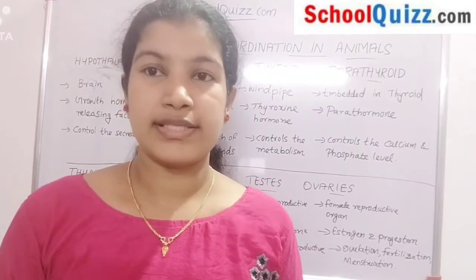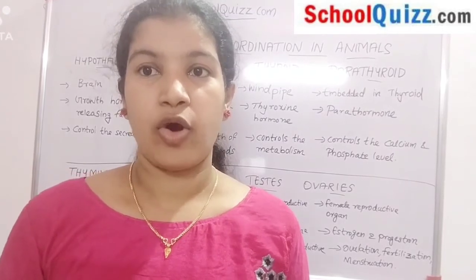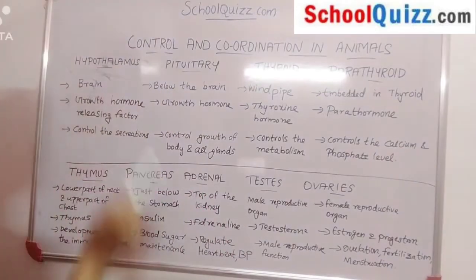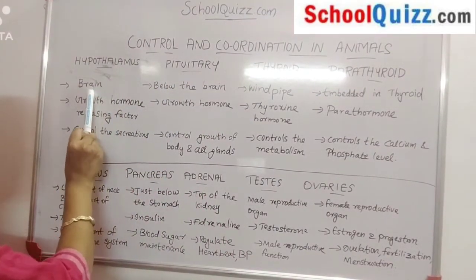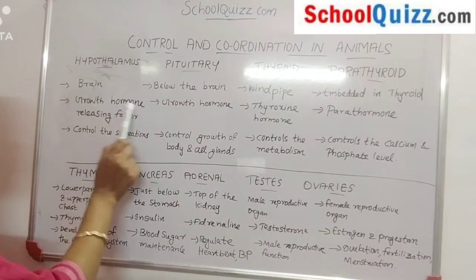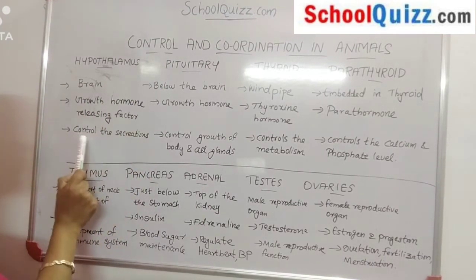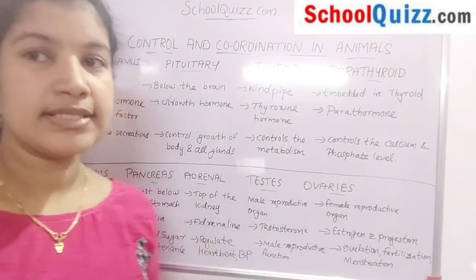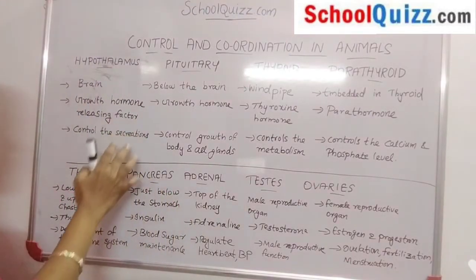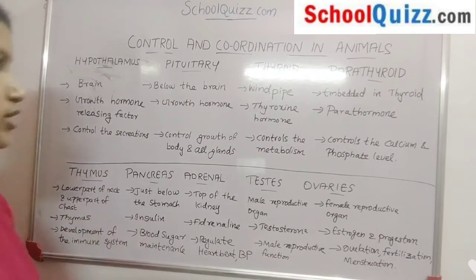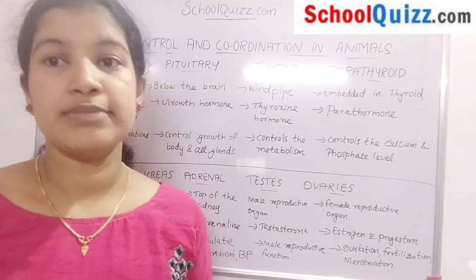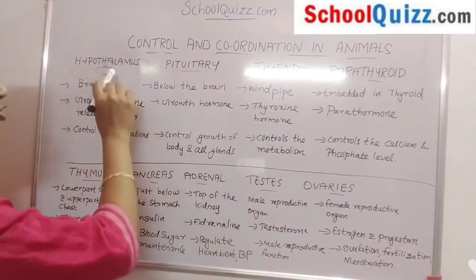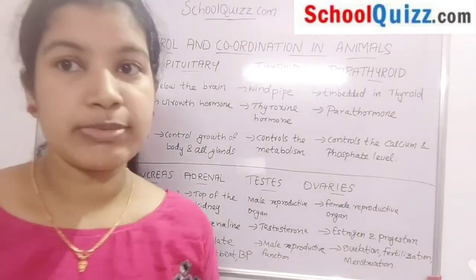Okay, next we can see the endocrine glands and hormones in a chart. So first we have hypothalamus. Hypothalamus is present in the brain. It releases the growth hormone releasing factor which controls the secretions. So hypothalamus is situated in brain. It releases growth hormone releasing factor and controls the secretions, mainly the secretions of the pituitary gland. That is, hypothalamus controls the pituitary gland.